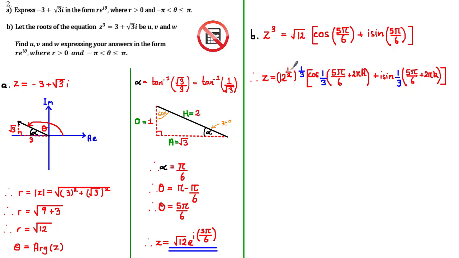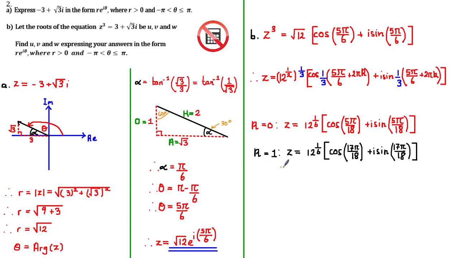And here I've just written the square root of 12 as 12 to the power of a half, which would make it easier to work out the new power. So when we sub k is equal to 0 into this equation, we get one of the roots. z is equal to the sixth root of 12 multiplied by cosine of 5 pi over 18 plus i sine 5 pi over 18. And this is a root because our argument lies within the range.